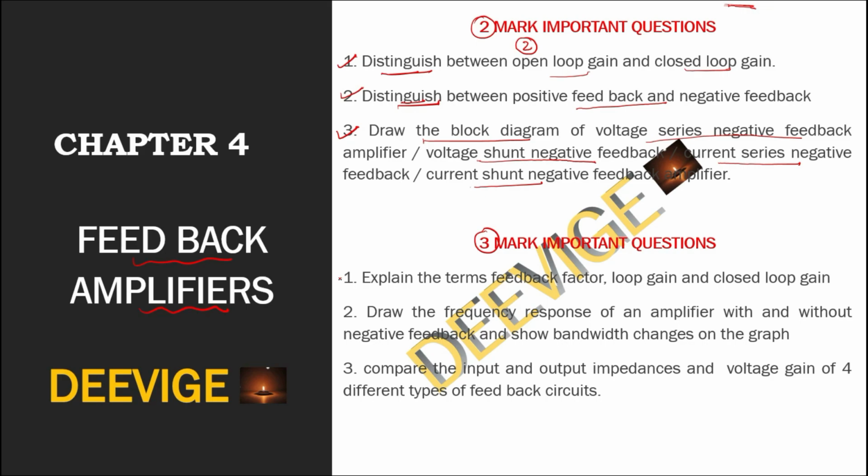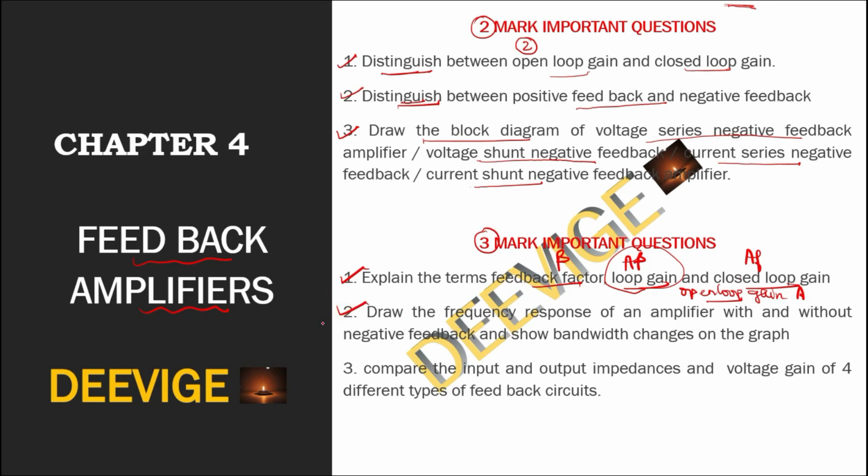Then 3 mark questions. Explain the terms feedback factor, that is beta, loop gain, that is A beta, closed loop gain, that is AF, gain with feedback. Then they can even add a question, open loop gain also. Open loop gain is A. There is a difference between loop gain, closed loop gain and open loop gain.